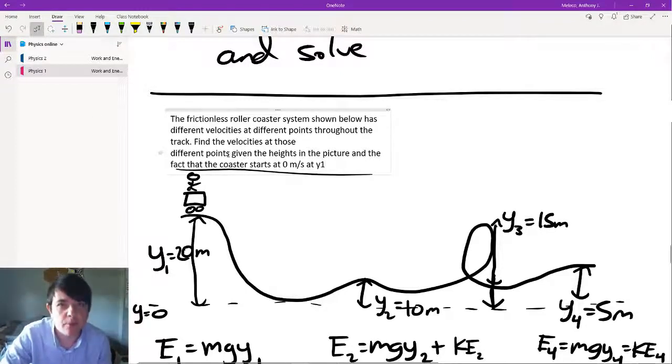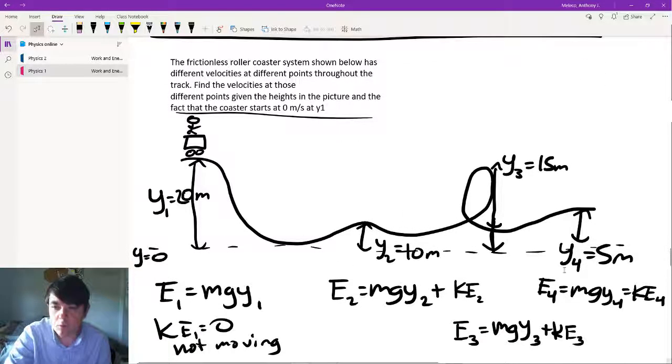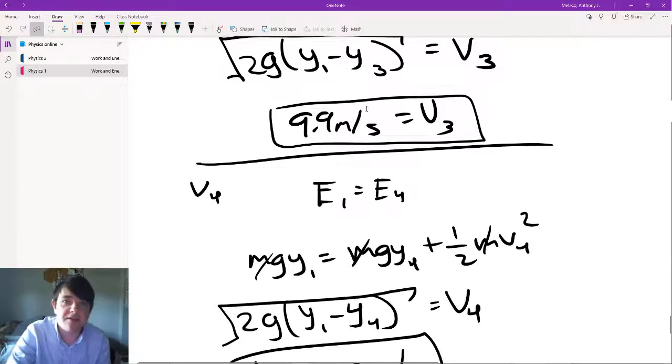So the coaster, all of its energy, because we didn't give it an engine, because we didn't give it a motor, all of its energy that's in the entire system starts with gravitational potential energy. And as you convert gravitational potential energy into kinetic energy, that kinetic energy goes higher. So you'll notice that Y4 is the highest because it has the least height. So there's the least amount of energy in gravitational potential energy and more in kinetic energy because of that. That means Y3, which is the highest relative to Y1, has the smallest velocity.